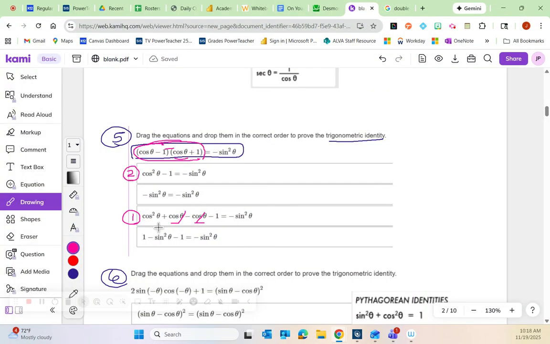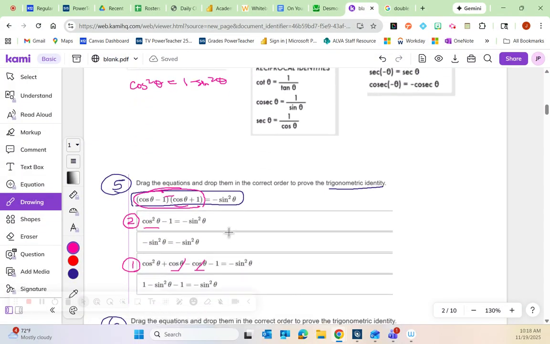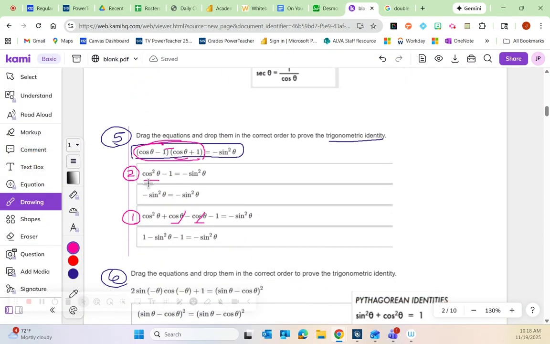And then I'm going to use the identity for cosine squared. So if I scroll back up, it says sine squared plus cosine squared equals 1. So if I subtract sine squared from both sides, that would mean that cosine squared would be equal to 1 minus sine squared. So in the next step, in the place of cosine squared, they're substituting in 1 minus sine squared. So that would be the third step.